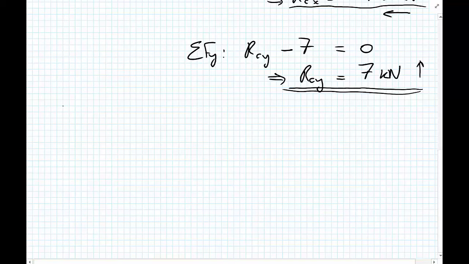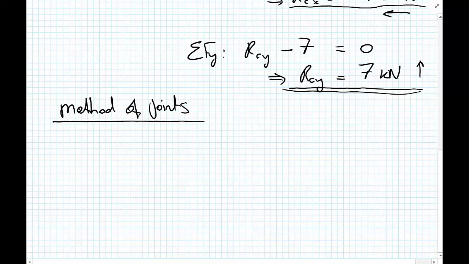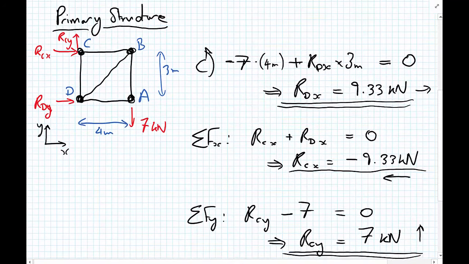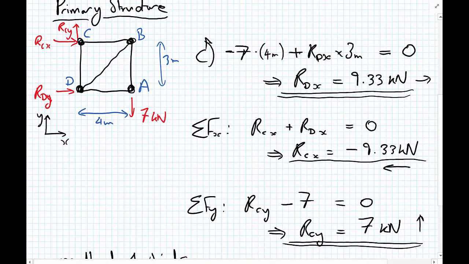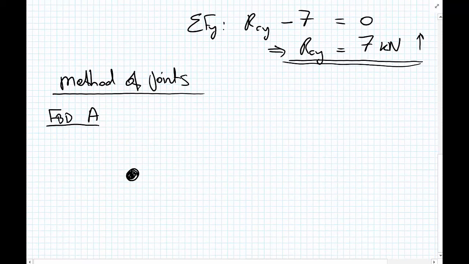So, let's draw the free body diagram of joint A. Reminding ourselves what the structure looks like, we have a force in AB and a force in AD and the 7 kilonewtons applied. So we have vertical force NAB, we have a horizontal force NAD, and we have the applied load of 7 kilonewtons, which we already know is pointing downwards. Both of the internal forces are pulling away from the joint, and therefore we're assuming that we have tension.